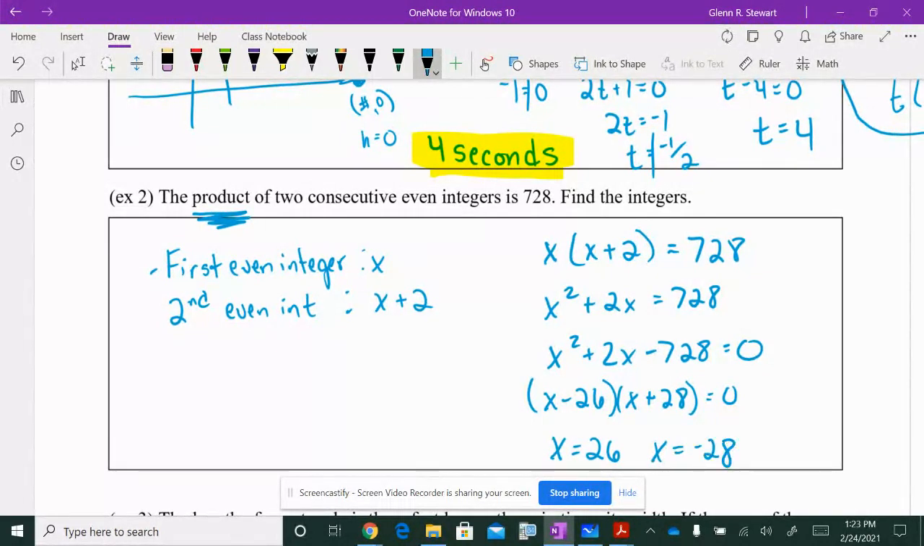Now, two consecutive even integers, we're usually looking for positives. So 26 would be your first one, and then 26 plus 2 ends up giving you the other one, which is 28. And there's your two answers.